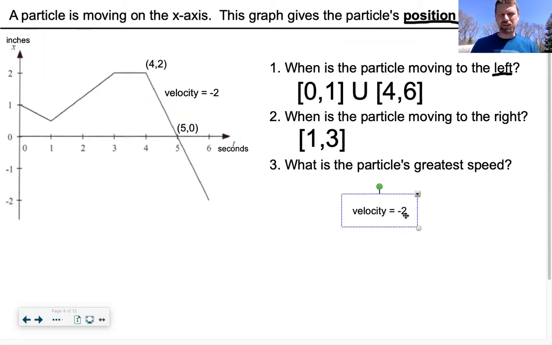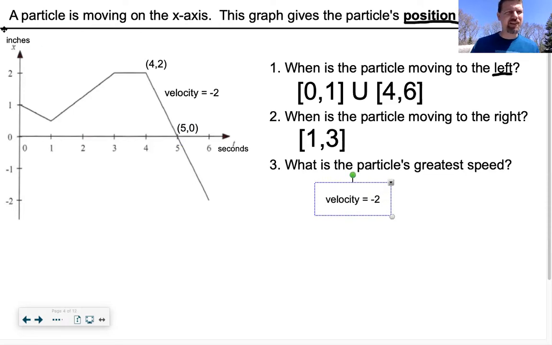It's got some units. So if I look over here at the units that the graph provided, x is measured in inches, time is measured in seconds. So the speed would be the absolute value of my velocity. It's just 2, and it's measured in inches per second.